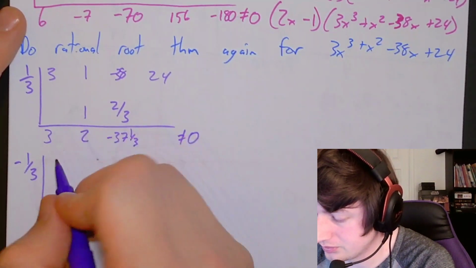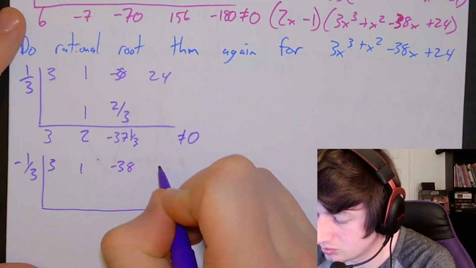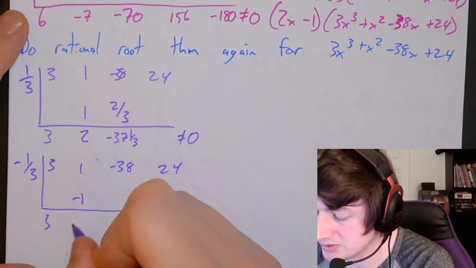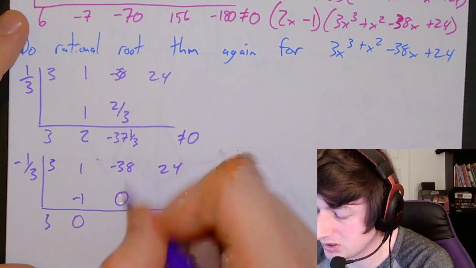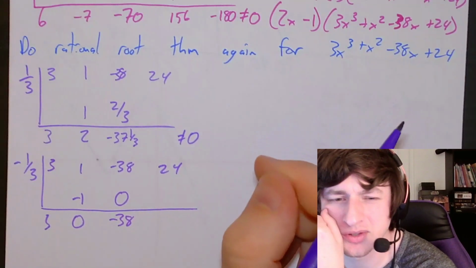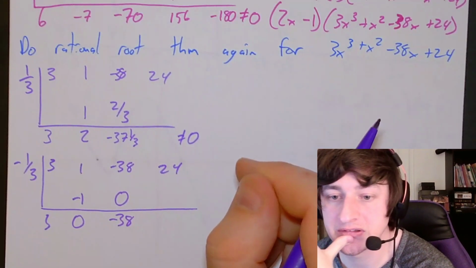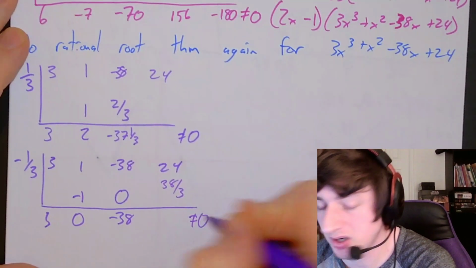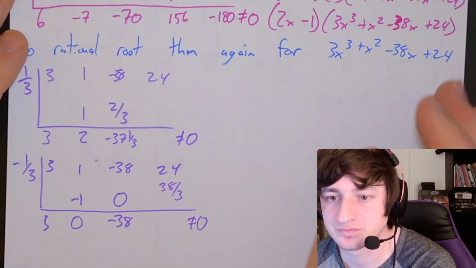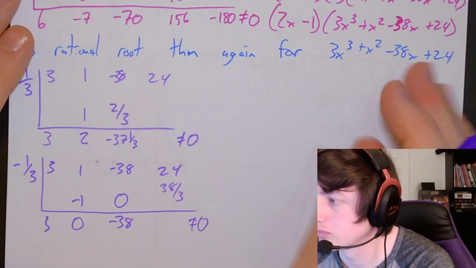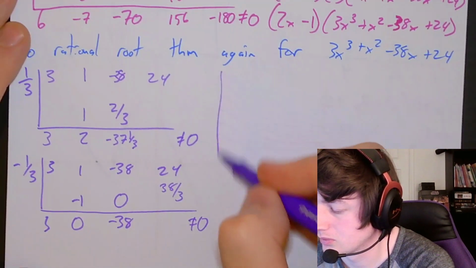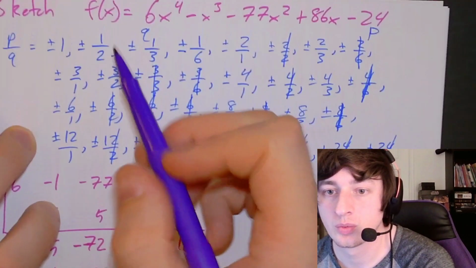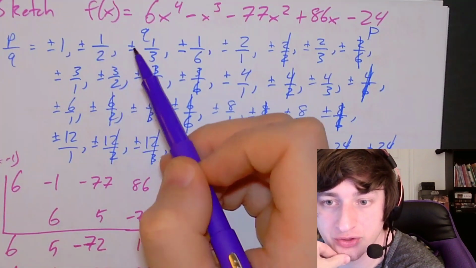Okay, so for negative 1/3, 3, 1, negative 38, 24, we get 3. Multiply here, we get negative 1, we get 0. Multiply, we get 0, we get negative 38. Is 38 divisible by 3? Not evenly. So this would be 38 over 3. That's not going to add to be 0, so it's not negative 1/3. Okay, so we checked 1, we checked a half, we checked a third.